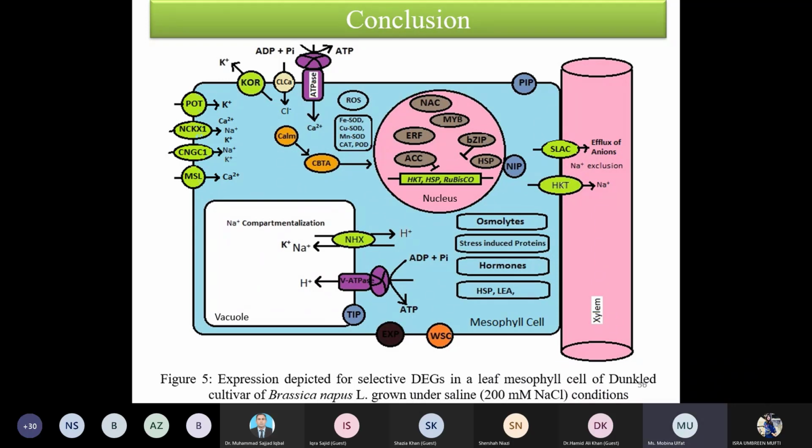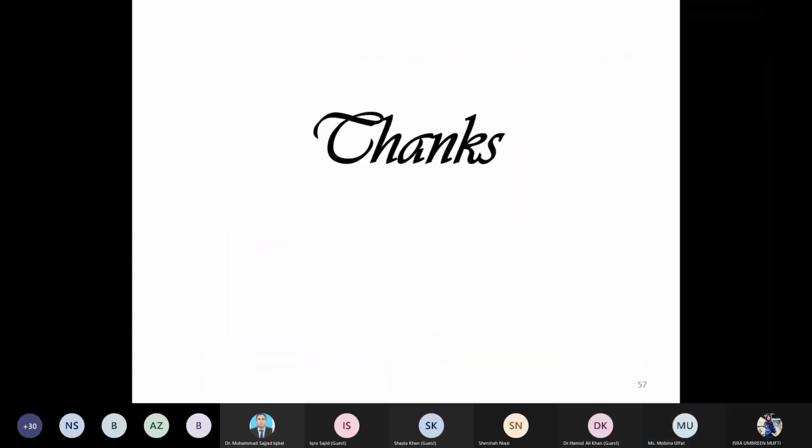This slide I have made to conclude my findings, that after NGS sequencing and RNA-Seq analysis, we were able to understand all this mechanism. This study is not complete. We are working on another salt sensitive cultivar, and we will be comparing the two, and then finalizing the whole mechanism, which was our objective. And still we have to learn so many things. Thank you so much. I will appreciate it if you have any questions.